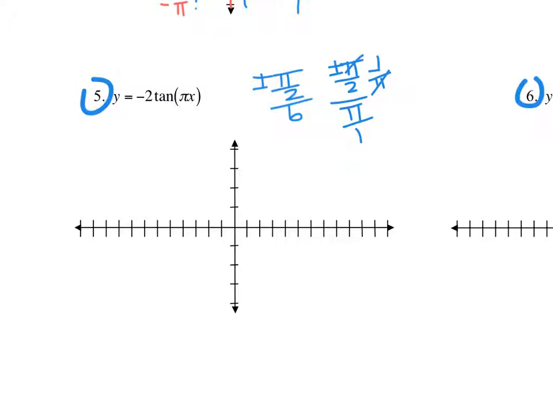And so, my asymptotes are really, sorry, you've been so sick.